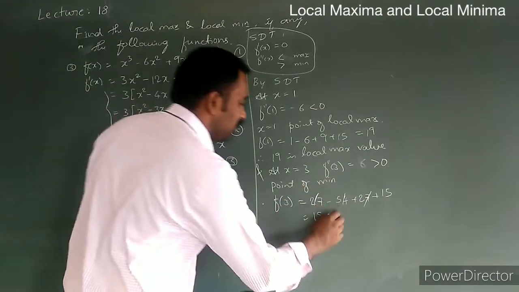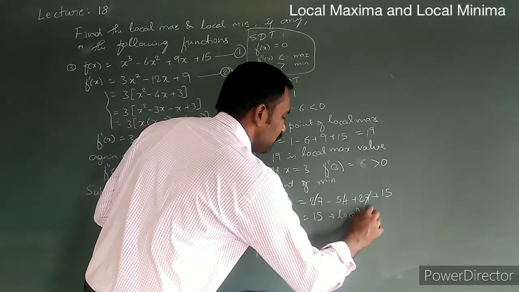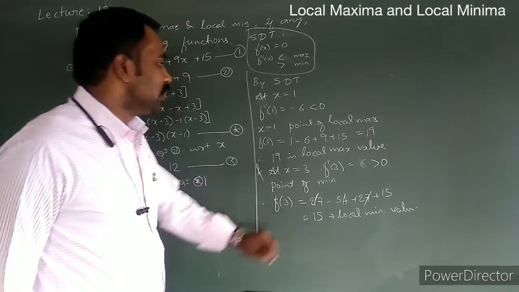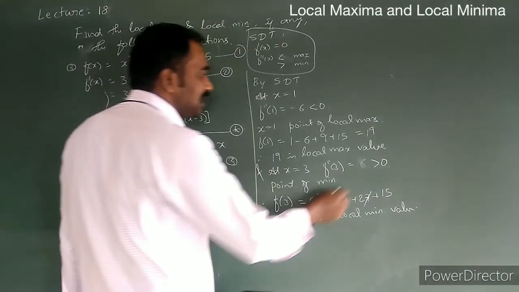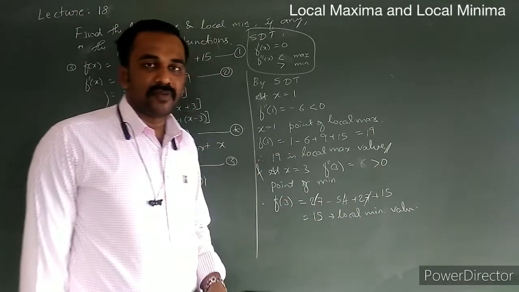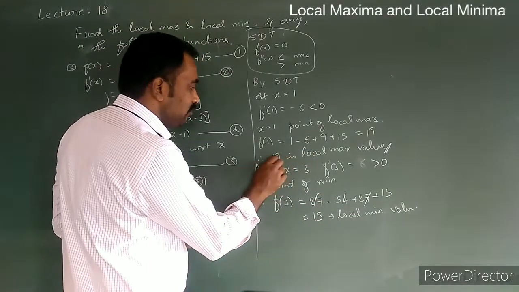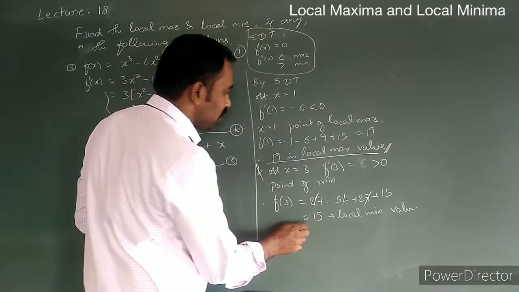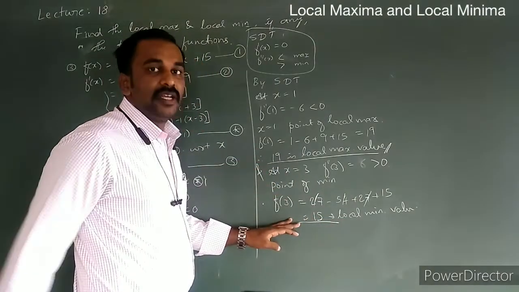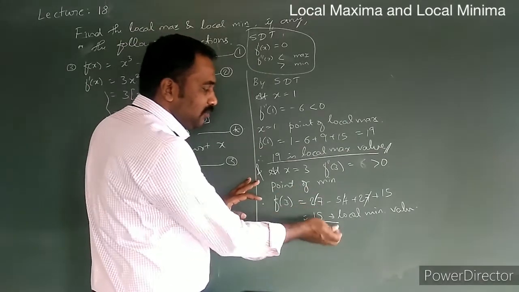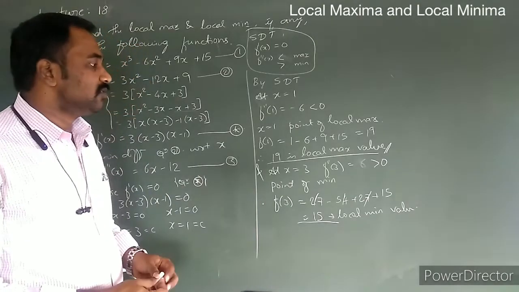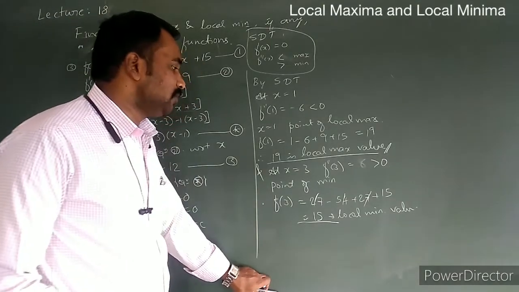Is this the local maximum or local minimum value? This is the local minimum value. The local minimum value is 15, and the local maximum value is 19. Just observe that here the local maximum value is 19 but the local minimum value is 15. It's true, but very close in value. Sometimes the local minimum value is more than the local maximum value. Okay, now let's move to the next example.